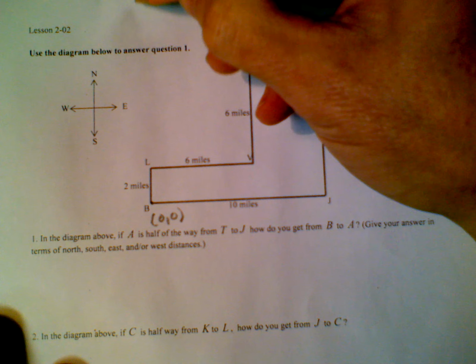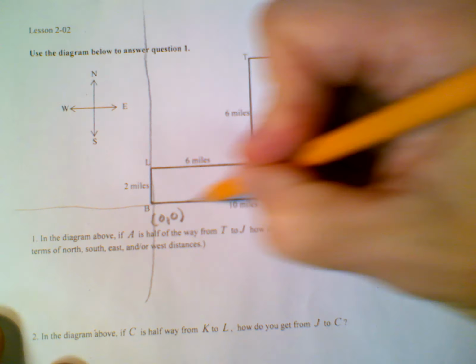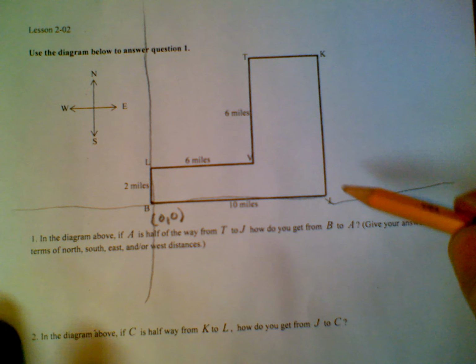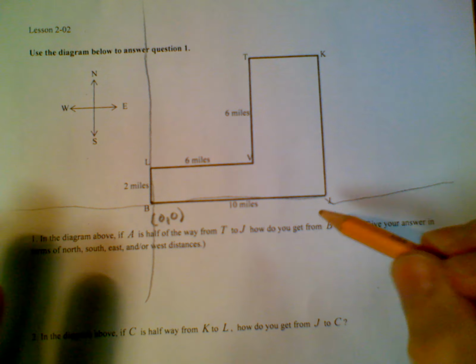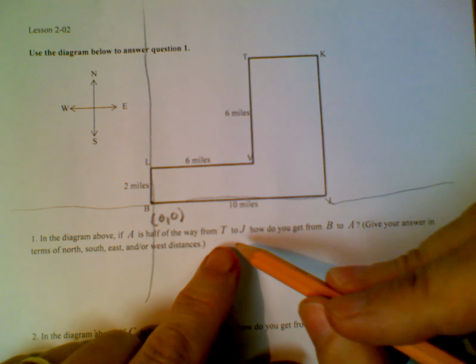It's as if I am creating a set of X and Y axes for this problem. And maybe it's even worth drawing a vertical and horizontal line and call that point 0, 0. And then label what the coordinates would be for these other points. Maybe not all of them, but at least the ones that are important to us in this problem.